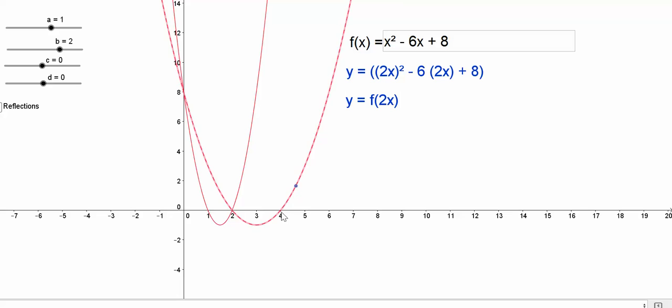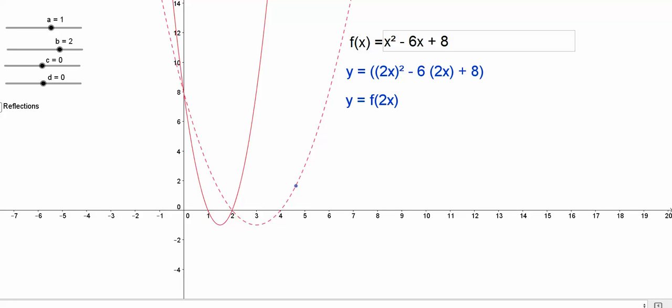We can see that the point 4, 0 has been transformed to 2, 0, and 2, 0 has been transformed to 1, 0. So the points on the x-axis are half as far away from the y-axis now. The point 0, 8 has remained where it is, so that doesn't change on a stretch parallel to the x-axis.